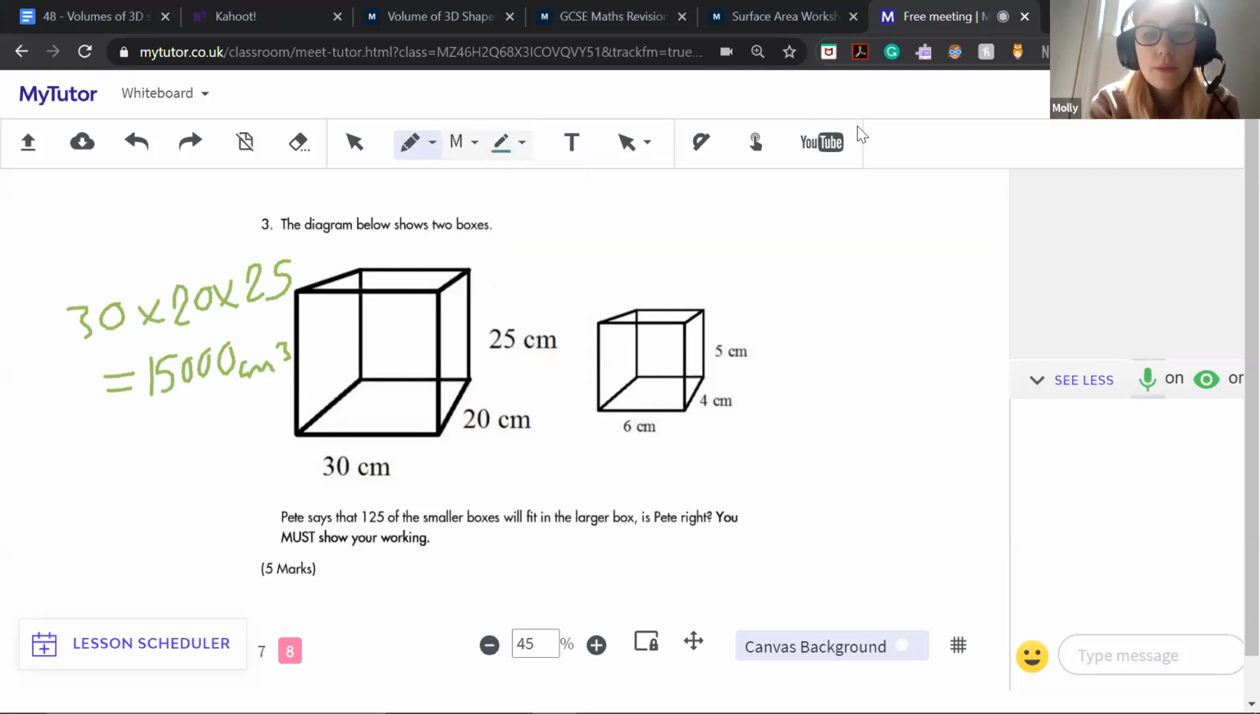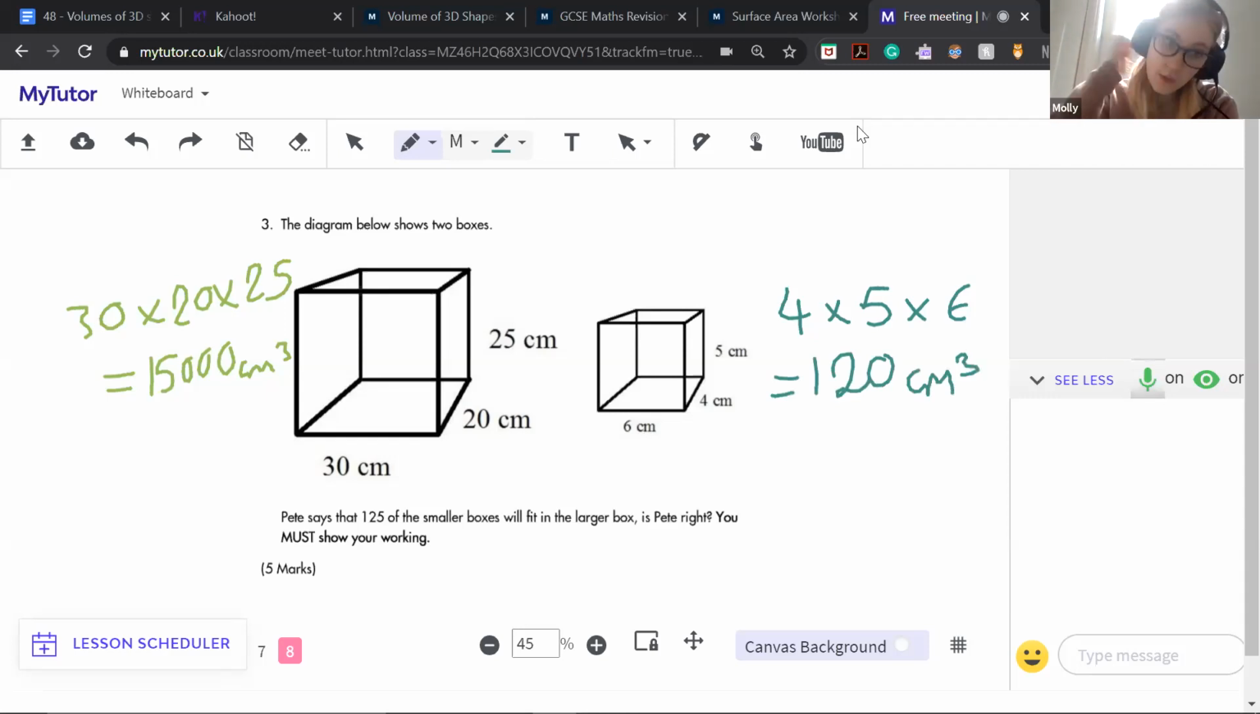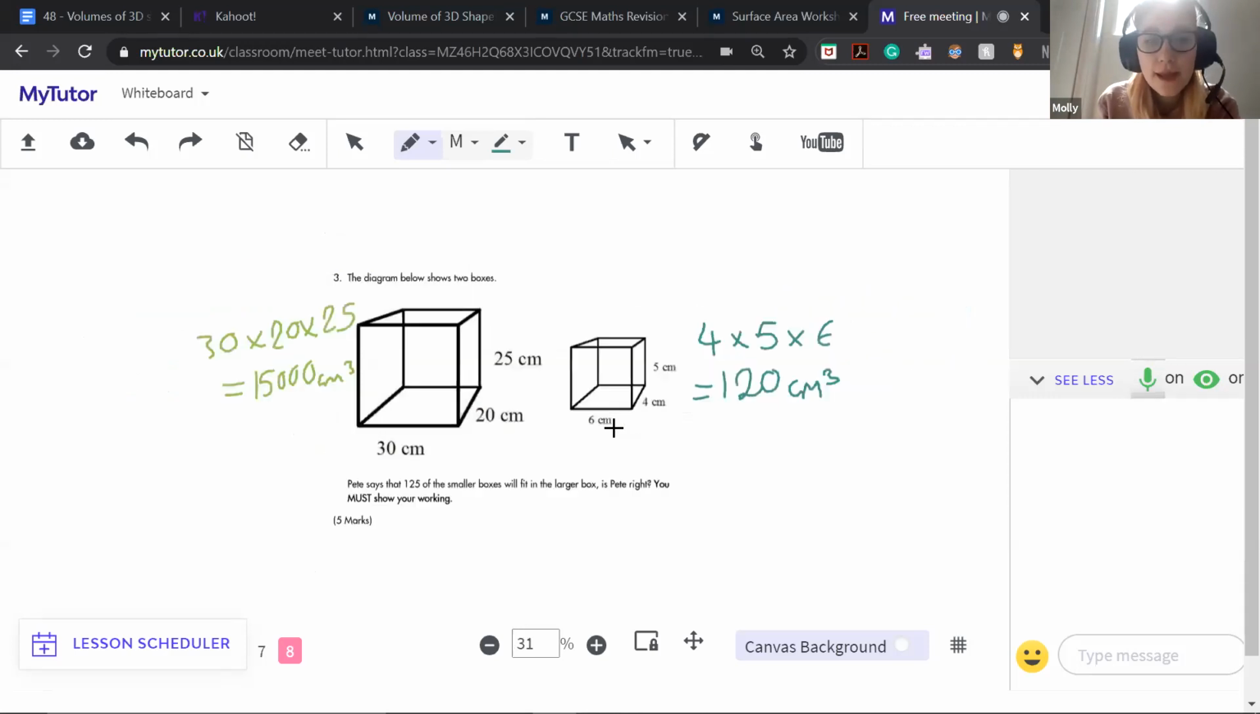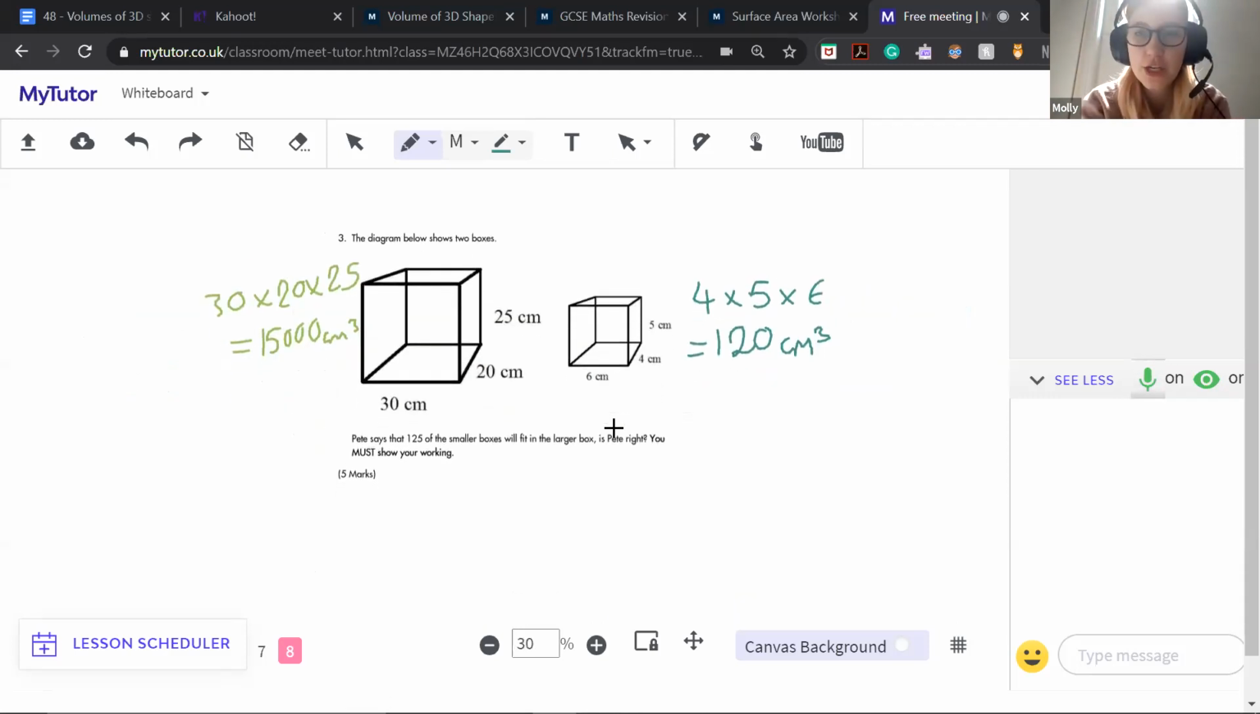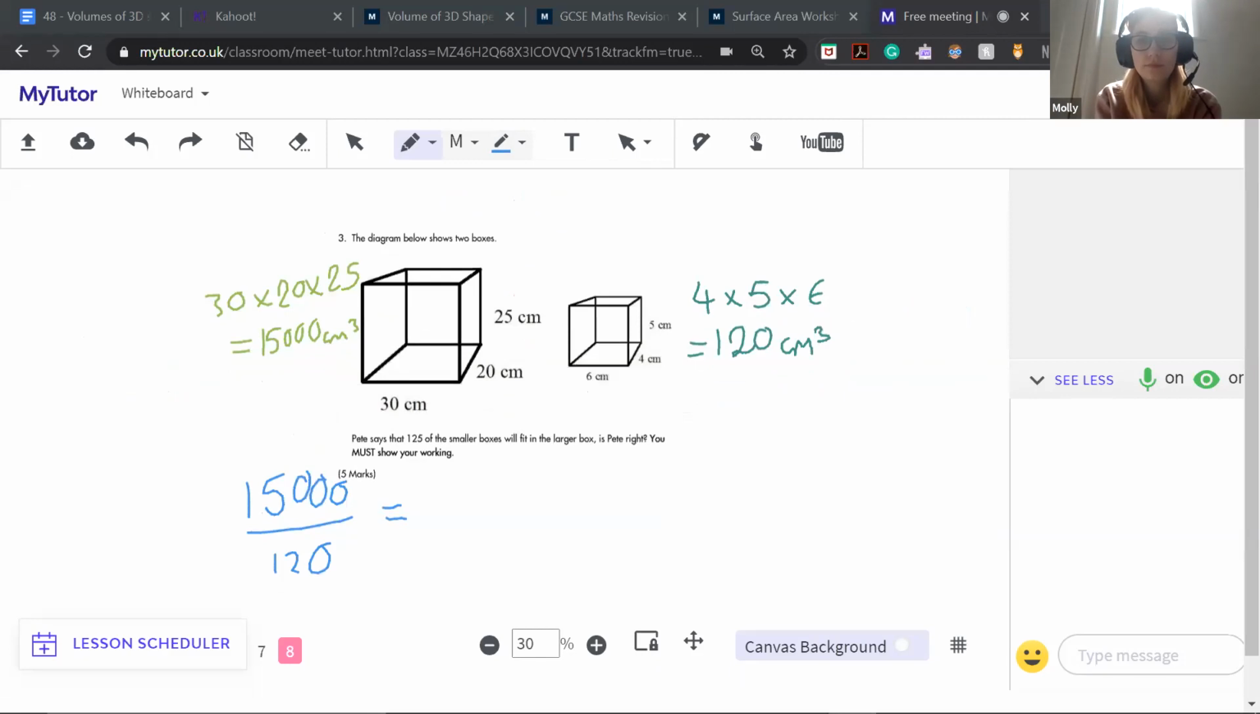The volume of the smaller box is 4 times 5 times 6, which is 120 centimeters cubed. So what I'm going to do is divide it to see how many would fit. Rather than specifically checking 125, I'm just going to do 15,000 divided by 120 and have a look. Well, that gives us exactly 125.